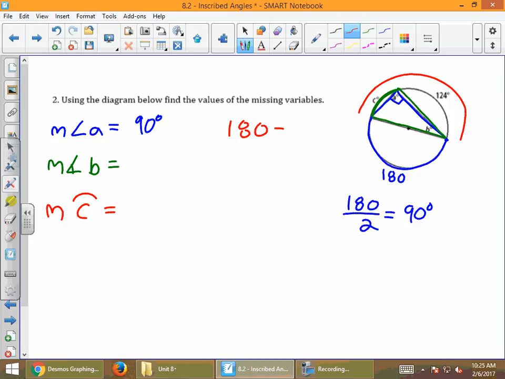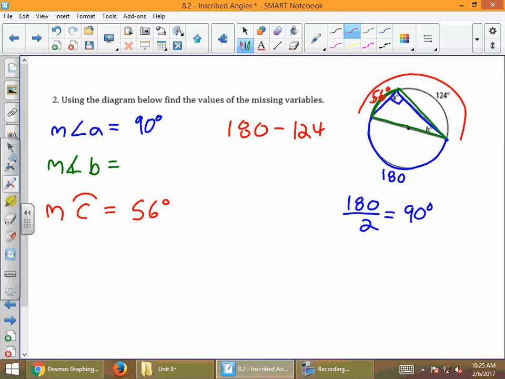and that will give me what C is. So I'll minus 124. What is 180 minus 124? 56. 56 degrees. Great. So I now know that C is 56 degrees.